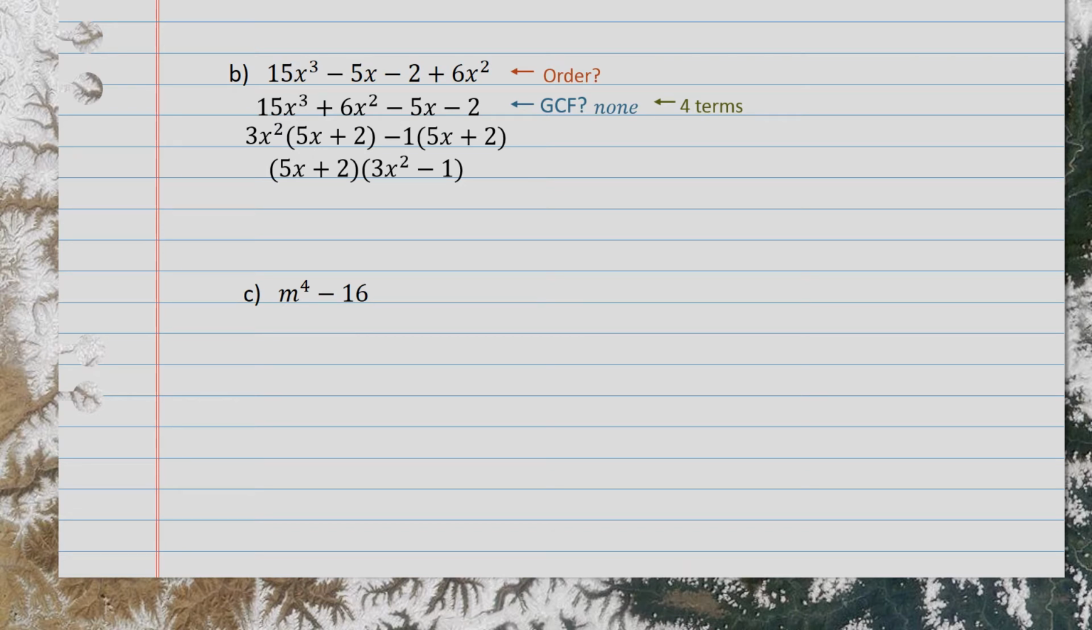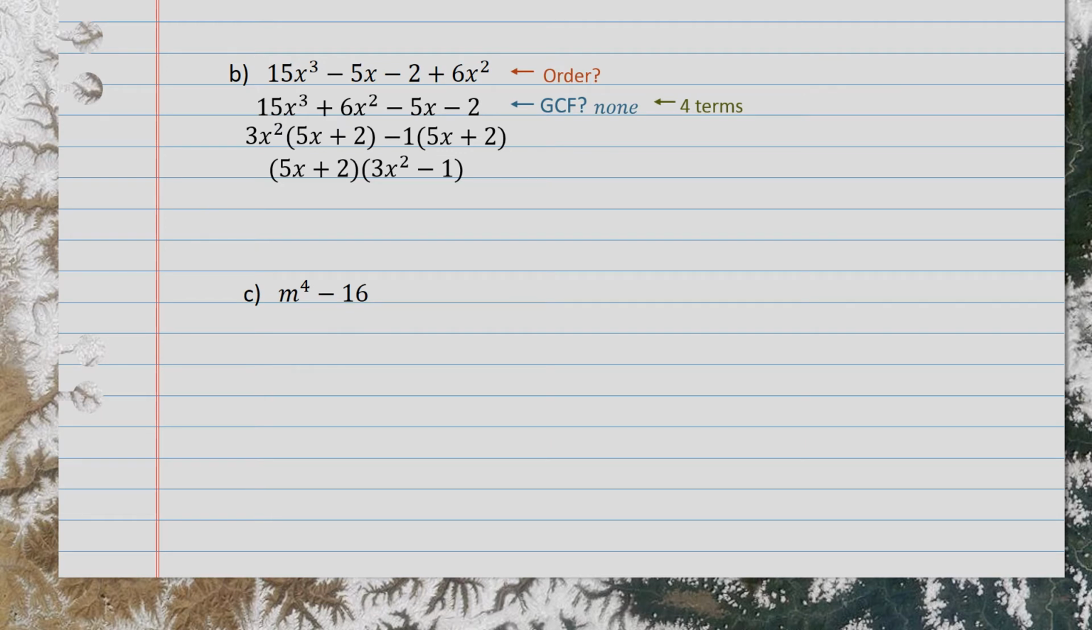The last step is to determine, can this factor again? The first parenthesis set, 5x plus 2, we look, is that linear? Yes, which means it cannot factor. We look at the next parenthesis set, 3x squared minus 1. Is that linear? No, which means we must investigate and see if it can factor further.